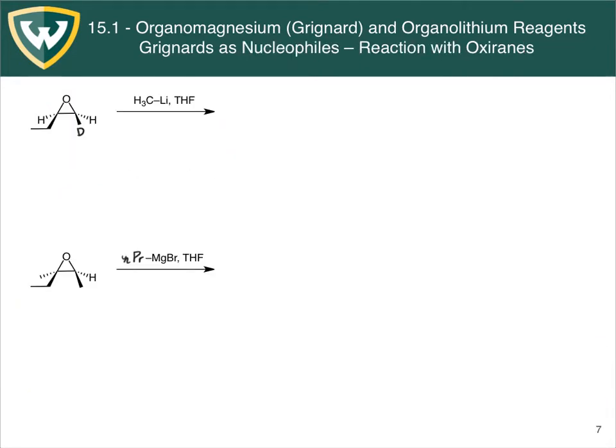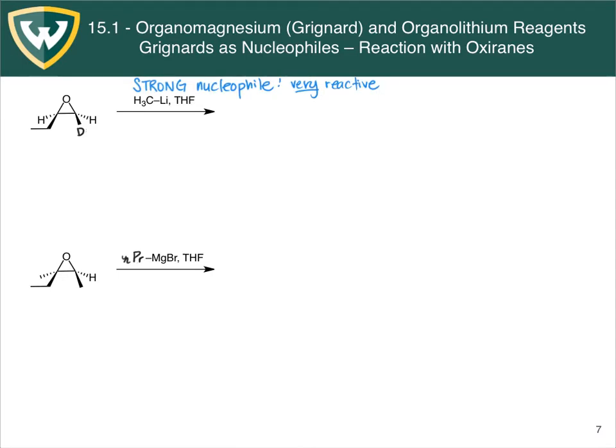So next we're going to look at the reactivity of these reagents with epoxides. And so I've chosen here to include two different types of epoxides, a terminal epoxide, meaning that we have a CH2 group on one side, and an internal epoxide, meaning that both of the carbons in the epoxide are substituted.